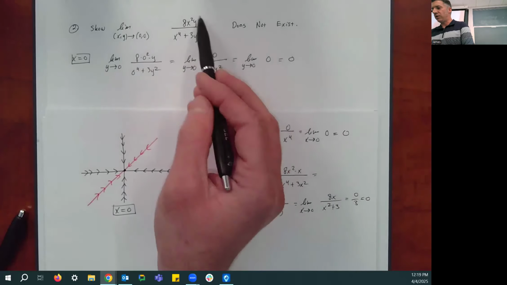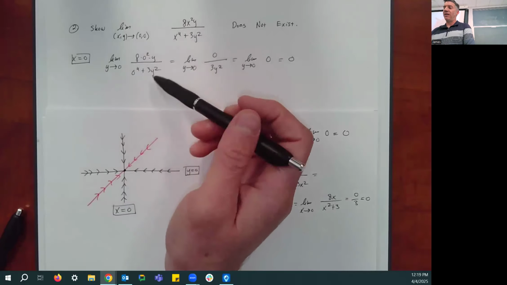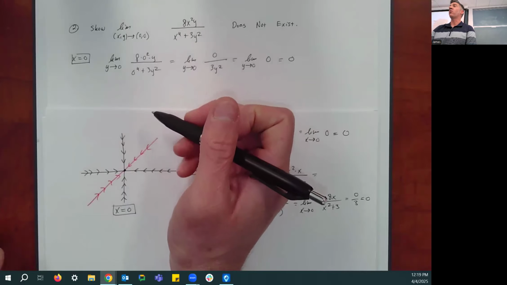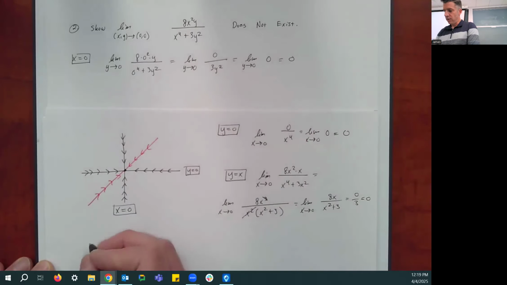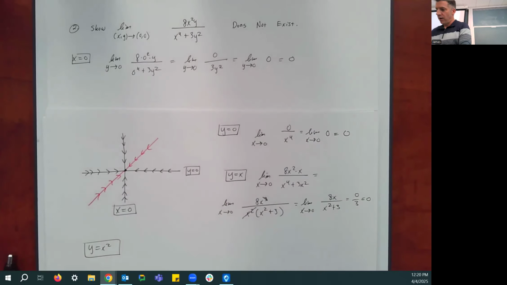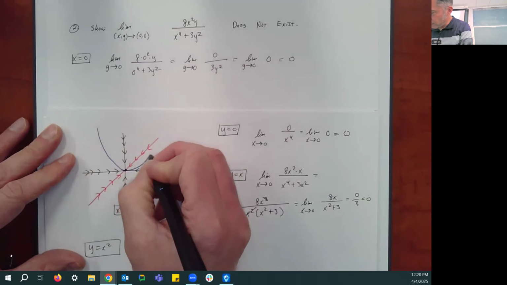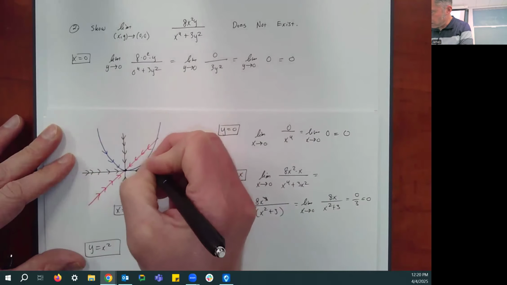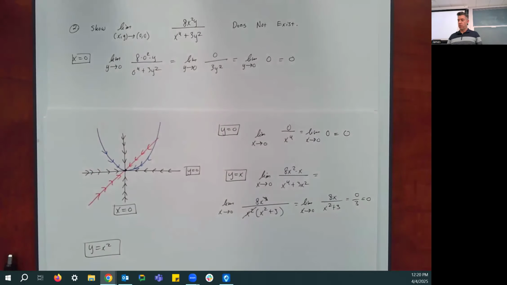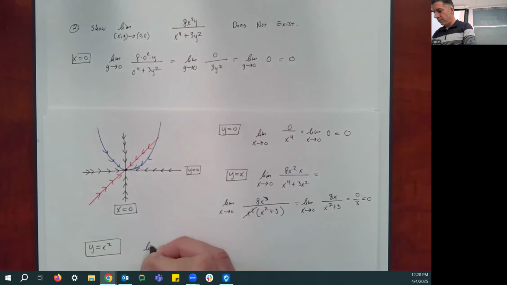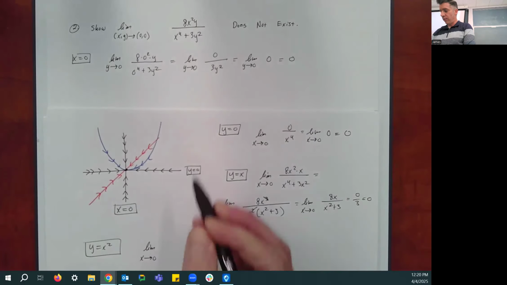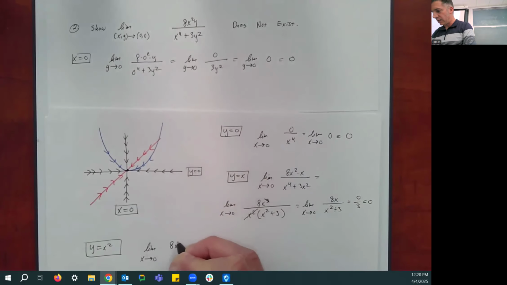So if I look at this initial expression here, I can see that if I let y equal x squared, things are going to work out the way I want them to. Let me show you what I mean. So along the path y equal to x squared, which still goes to the origin, so we're still good to go, we write the limit as x approaches 0, and we replace each y with an x squared. So we get 8x squared times x squared over x to the 4th plus 3 times x squared, squared.